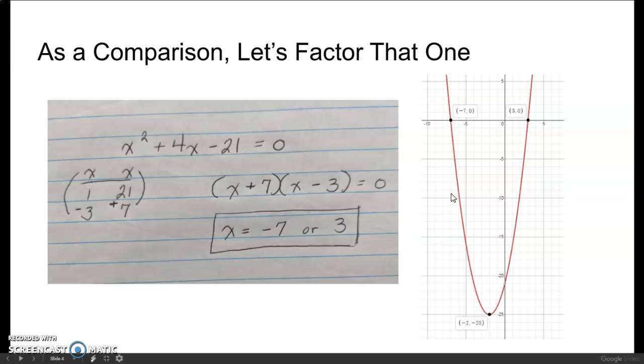I also went to Desmos and factored this. I put it in like this. And as you can see, my x-intercepts or roots are negative 7, 0, and 3, 0. All right, so that worked. The reason I did this first one with you that we could actually factor is to prove to you that, yes, the quadratic formula does work. We'll talk about where it came from at the end of the slideshow.